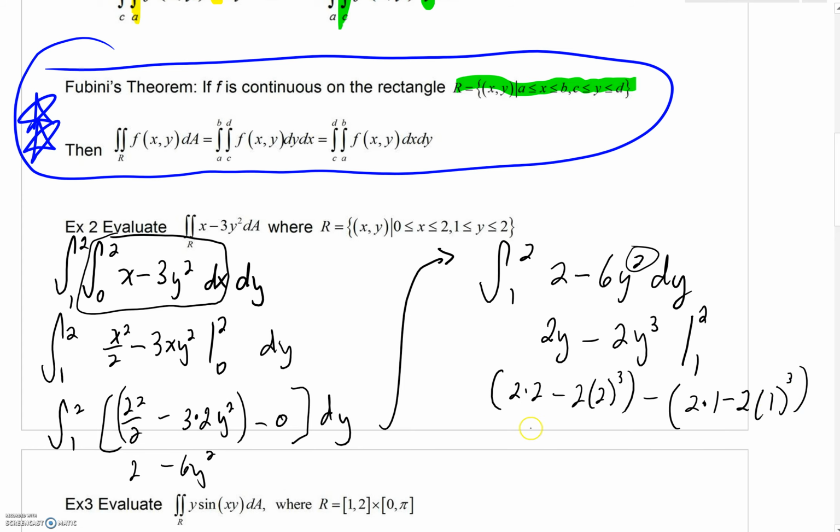Well, take a look here. 2 times 2 is a 4. 2 cubed is 8. 8 times 2, that's a 16. Inside here, we'd have a 2, and 1 cubed is 1, so this would just be a minus 2. 2 minus 2 is a 0. 4 minus 16, we're just going to get a negative 12, and that's our final answer.